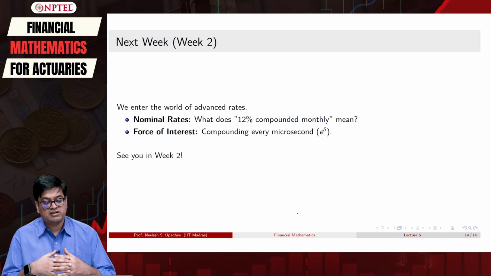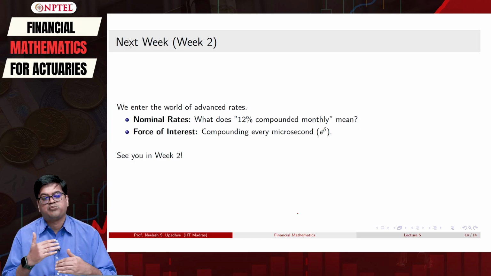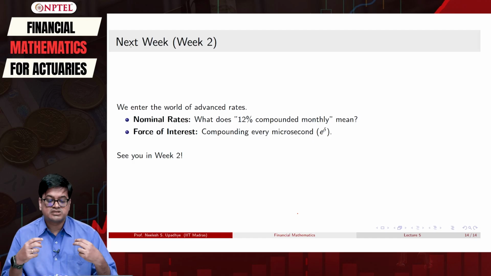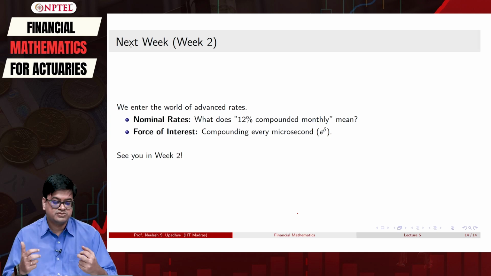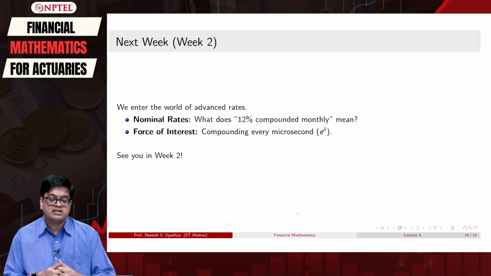And then we will prepare you for the next level, which is nominal rates and force of interest. Force of interest is where the compounding happens continuously. Nominal interest is something with the terms that banks or insurers or debtors or creditors use. So some say 12% compounded monthly, they may say 12% capitalized monthly, or some other terms. So we will understand all these details.